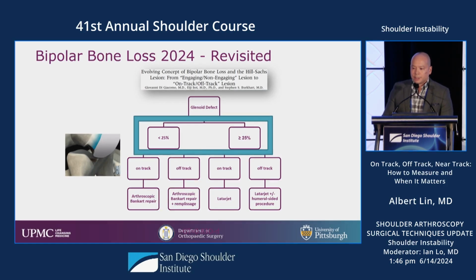So this is bipolar bone loss 2024 revisited. I think this value is 10 to 20% in terms of the critical bone loss. Near-track lesions deserve a little bit greater attention. And then the question now is remplissage for on-track shoulders. This may be very dependent on the risk factor burden of the patient.